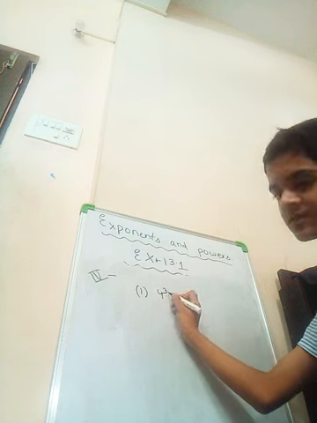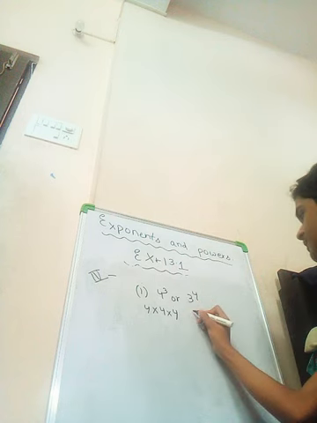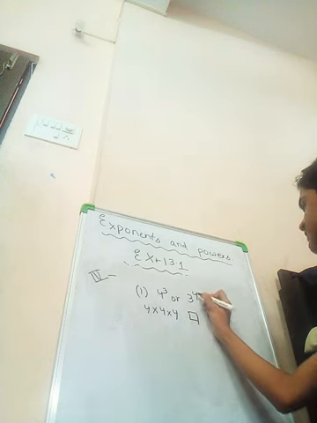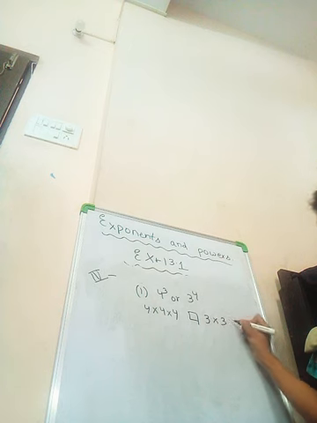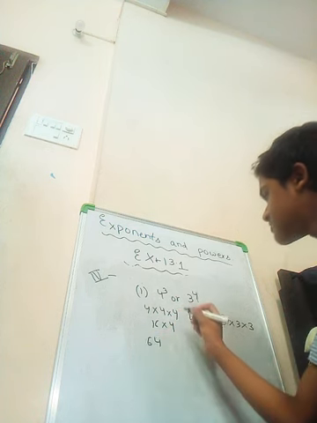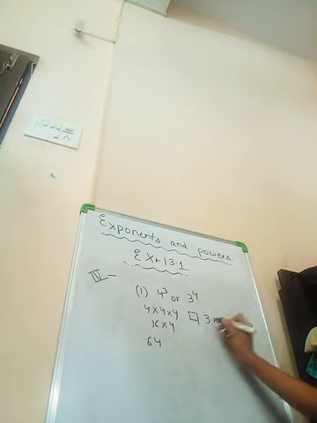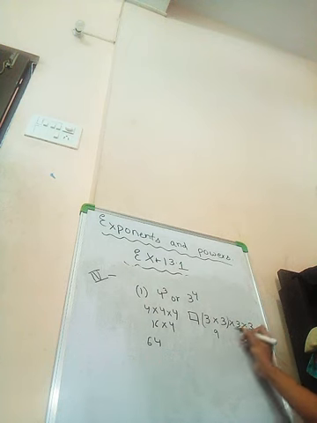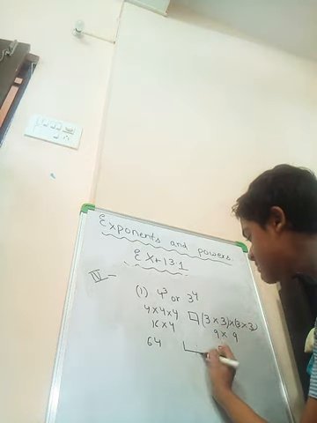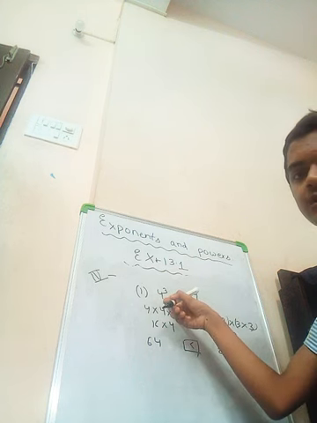So 4 to the power 3, what do we get? Let's see. So 4 is multiplied by itself 3 times: 4 into 4 into 4. Then 3 is multiplied 4 times: 3 into 3 into 3 into 3. So 4 4s are 16, 16 4s are 64. So this is our LHS and this is our RHS. So 3 into 3 into 3 into 3: 3 3s are 9, 3 3s are 9, so 9 9s are 81. So which one is big? 3 to the power 4 is greater than 4 to the power 3.